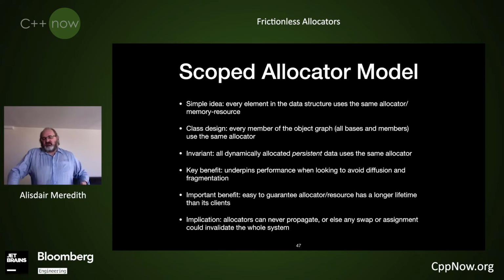I'd say the key benefit of having the whole persistent data structure with one allocator is that's where we get the performance benefit when we're trying to avoid that notion of diffusion, memory spreading throughout the system. We give it an allocator to keep it local, it stays local. And I'd say it also makes it much easier to reason about the lifetime guarantees of the memory within that data structure.